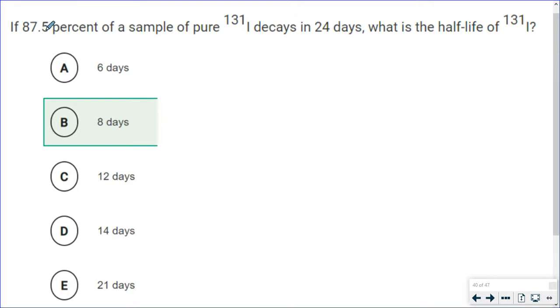If you read this question, it says, if 85% of a sample of pure iodine, so we have radioactive decay, decays in 24 days, what's the half-life? Your decay reactions are going to be first-order reactions because there's only one particle involved, and one particle reactions are first order. So another way to read this is how I would solve this. If 85% of the sample decays, how much is left? Well, 100 minus 87.5 gives you 12.5 left over percent.